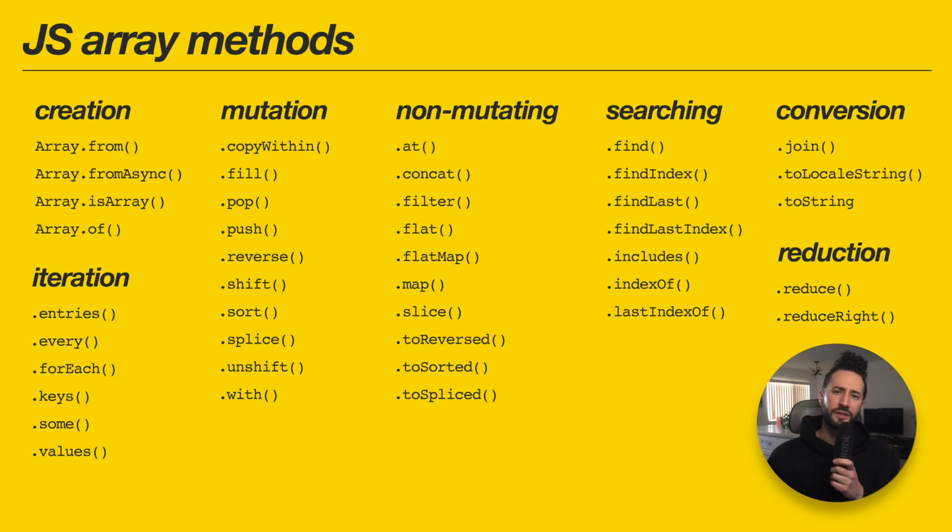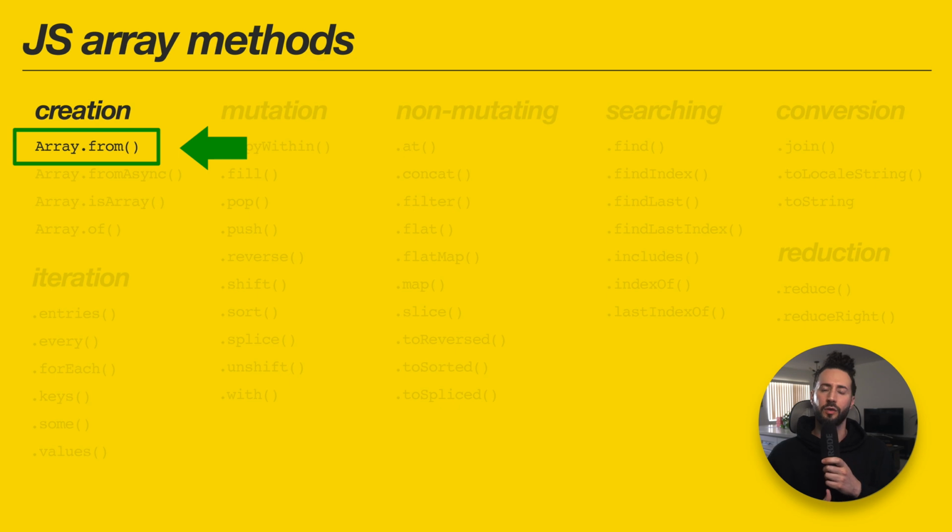I will be going over each of these based on category, so the type of array method it is, and also alphabetically in each type. And in today's video, we're kicking things off with Array.from. So let's just get into it and hop into our editor.